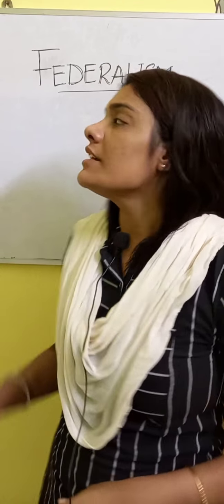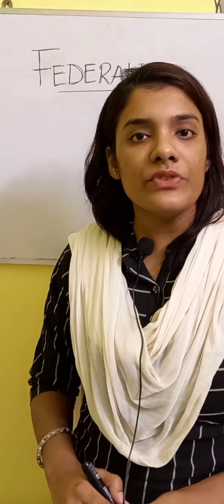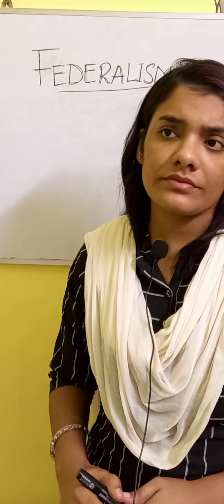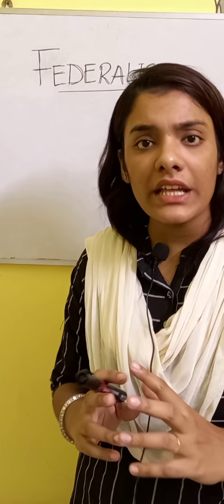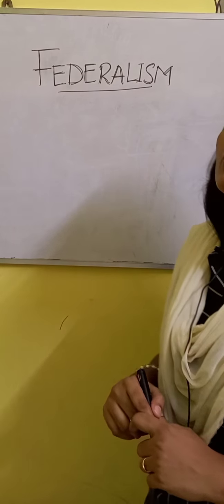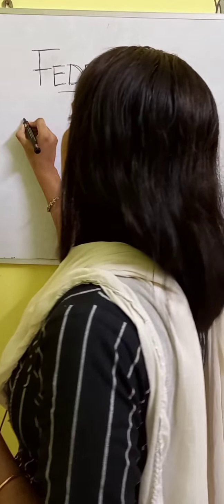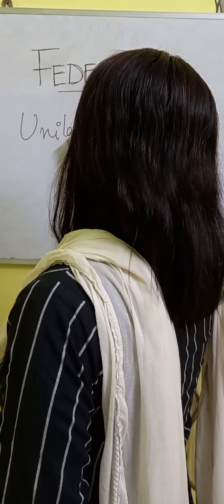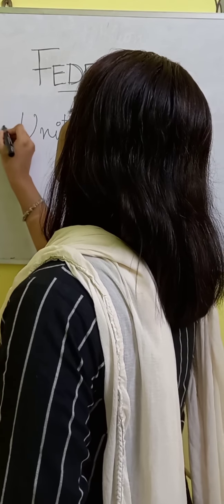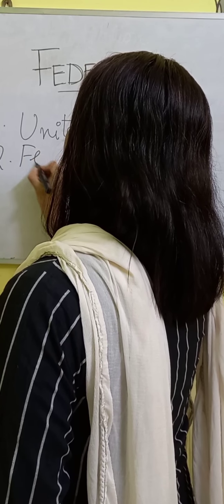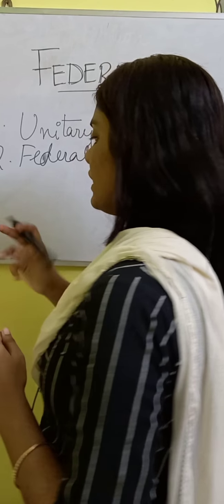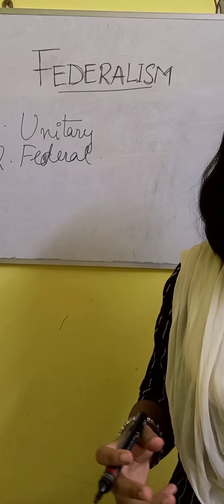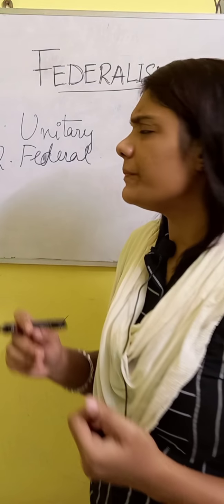Today we are going to start with the second chapter of your civics, that is federalism. So at first, what is federalism? Before I go to the topic of federalism, let me make one thing very clear to you, that there are two forms of government. First is the unitary government. The second is the federal government. So, what is the difference between a unitary government and a federal government?